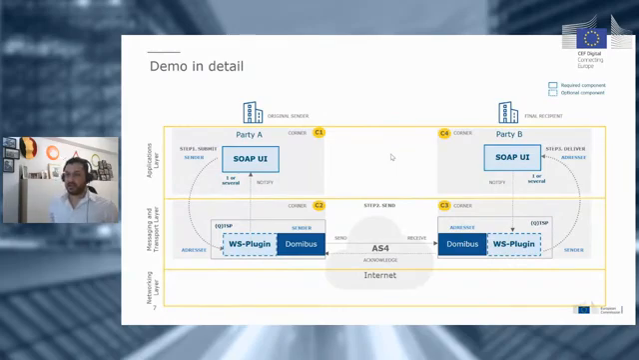Okay. Then we have the demo in detail. As you can see on my screen, for corner one, we are going to simulate a backend with SOAP UI. For corner two, as the access point, we are going to use the Domibus access point. For the connector, we are going to use the WS plugin. Similarly, at corner 3 we are going to use Domibus as the access point and the WS plugin as the connector. And corner 4, the backend, we are also going to simulate using SOAP UI.